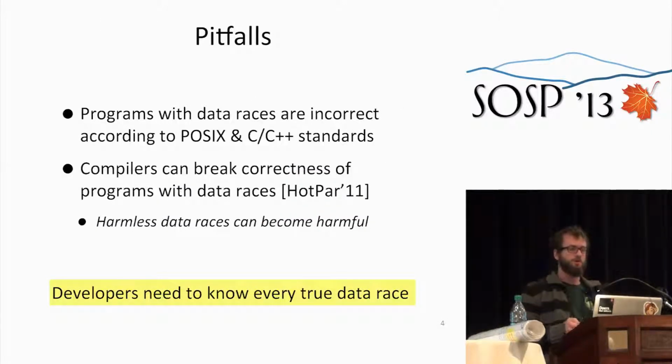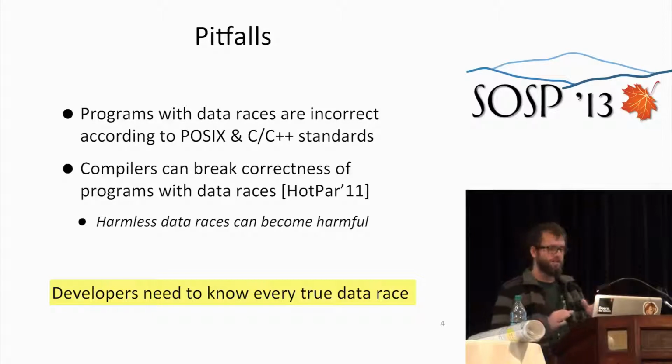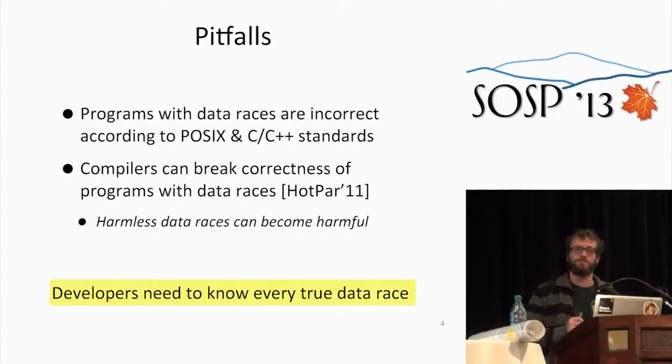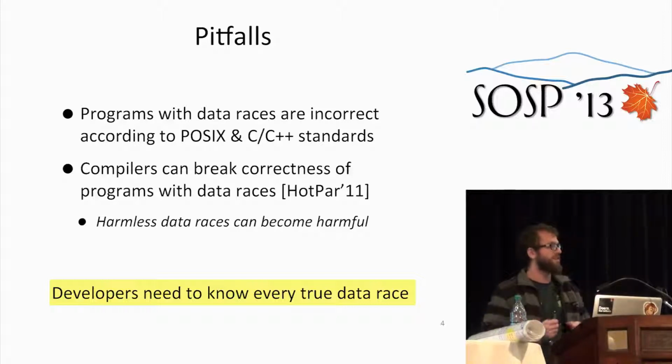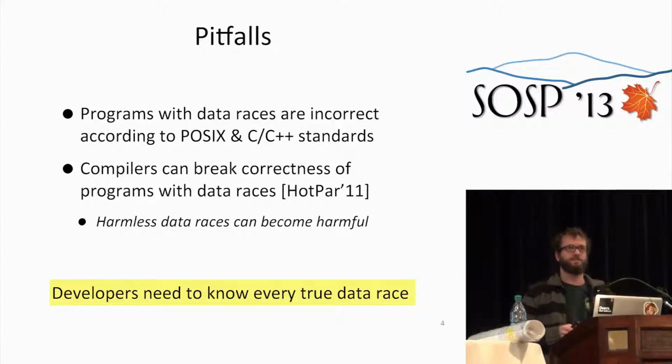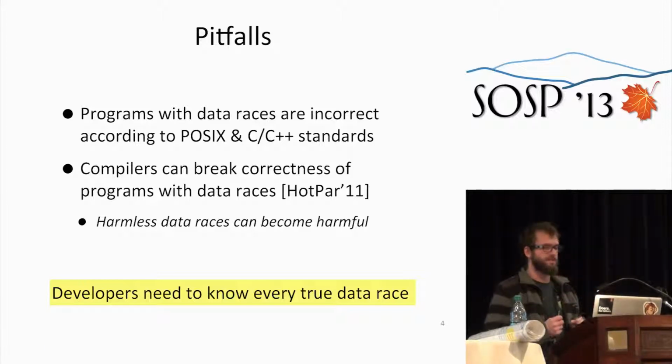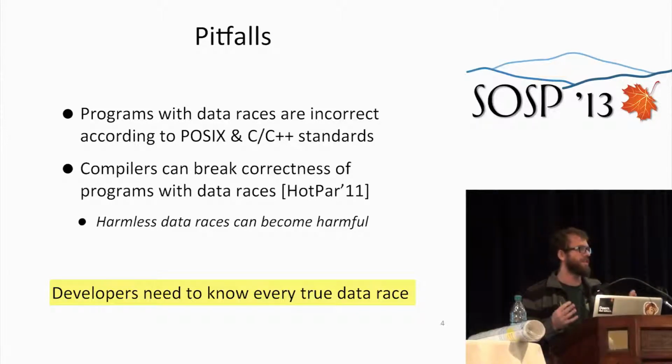To make matters even more complicated, the POSIX standard and the new C++ standards define programs with data races as having erroneous semantics. As we saw in yesterday's talk on studying undefined behavior, the implication of these standards is that compilers can arbitrarily break such programs with undefined behavior. And in this case, they can break programs with data races. In turn, those data races that the developers left in their code for performance reasons, or those that they're not yet aware of, can become harmful. So the key point is that any data race in any given program can become harmful and have bad consequences. So developers need to know where data races reside in their code.